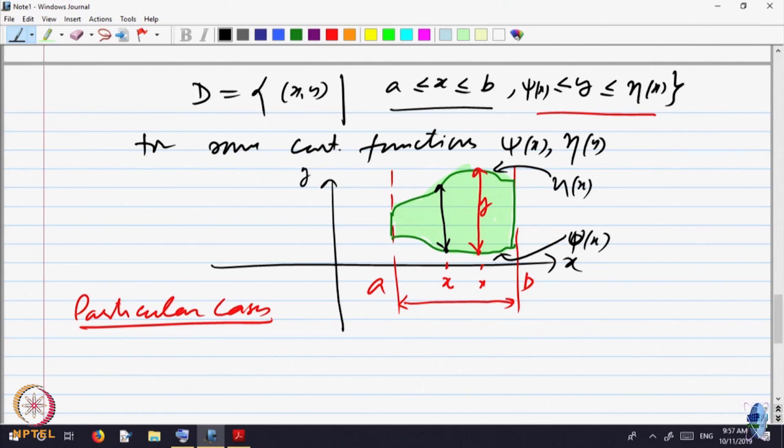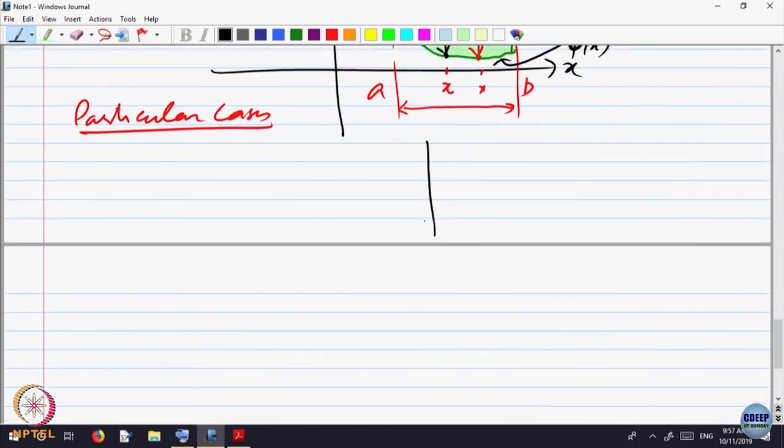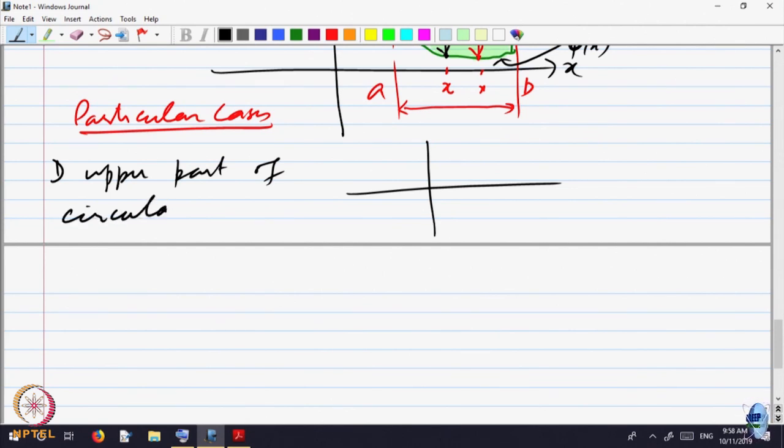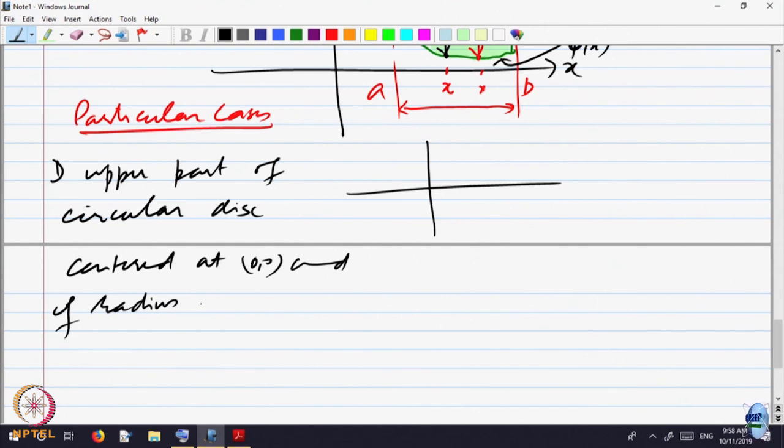So, let us look at particular cases of this. Let me look at the domain D, which is, let me write it in words and then describe it. This is the upper part of a circular disk, centered at 0, 0 and of radius 1, right? So, it is what is inside the upper part of the circular disk centered at 0, 0.